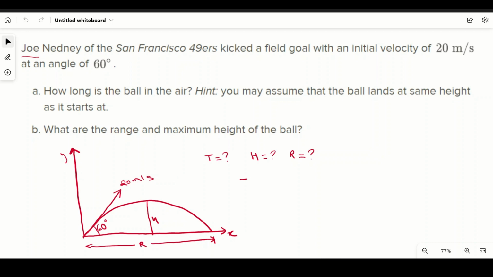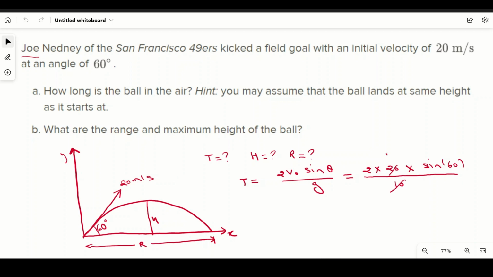So let's see. Total time of flight is 2 v0 sine theta upon g. If we put in all the values, everything is given. 2 v0 is 20 meter per second, so 20 into sine 60 divided by g. We can assume g as 10 meter per second square, instead of 9.8 meter per second square, but for simplicity of calculation we can put it as 10 meter per second square.